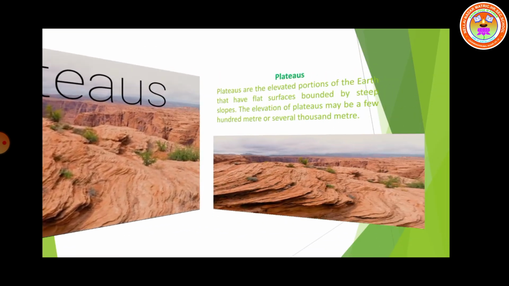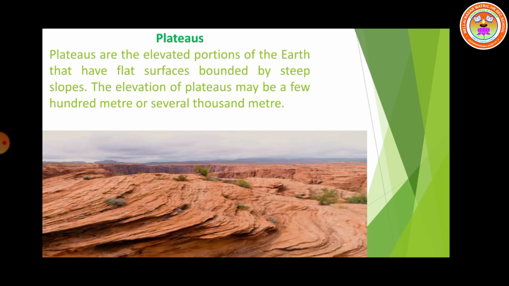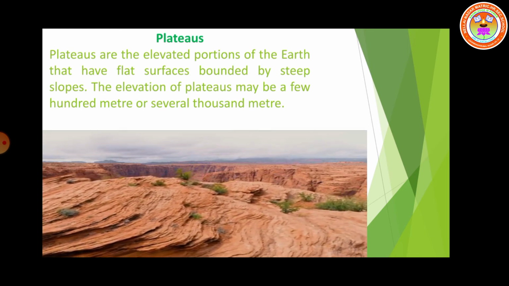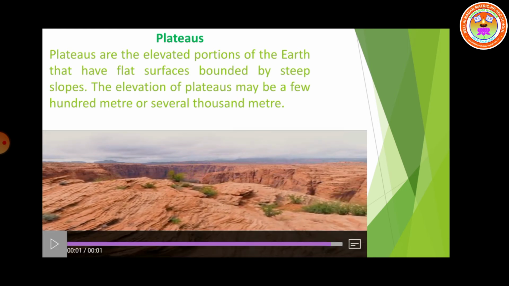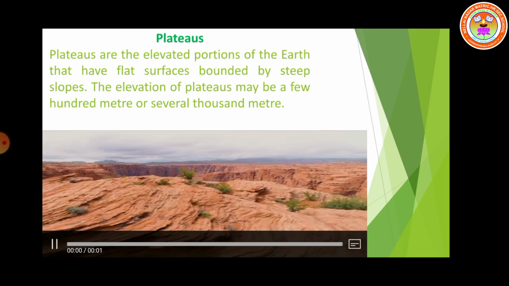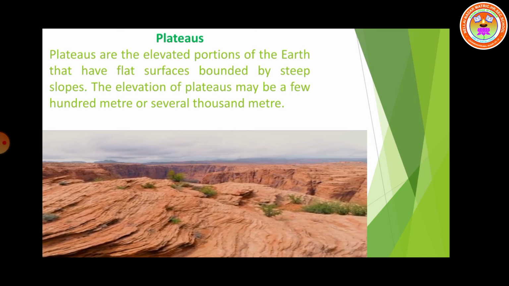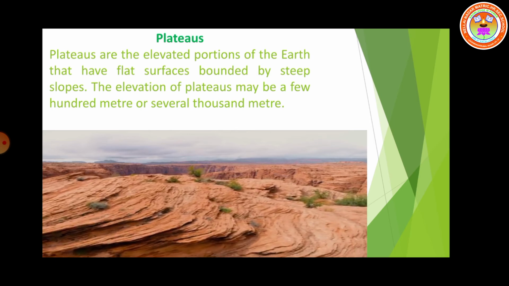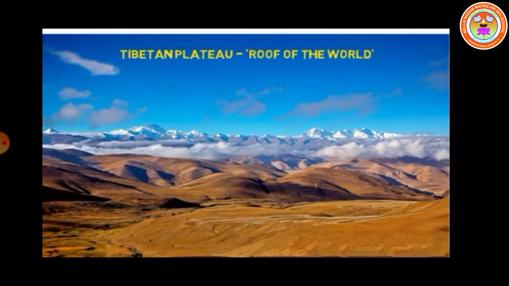Next we have plateaus. Plateaus are the elevated portion of the earth that has flat surfaces bounded by steep slopes. The elevation of plateaus may be a few hundred or several thousand meters. Tibetan plateau is the highest plateau in the world. So it is called the roof of the world. The flat topped part of the plateau is called tableland.